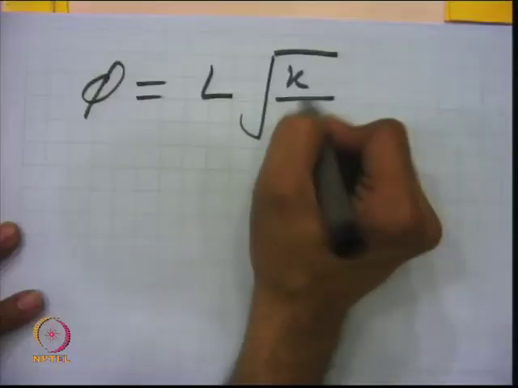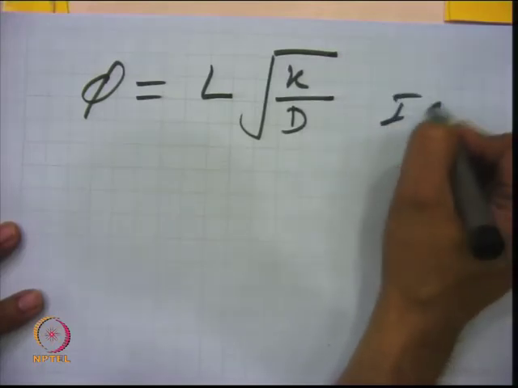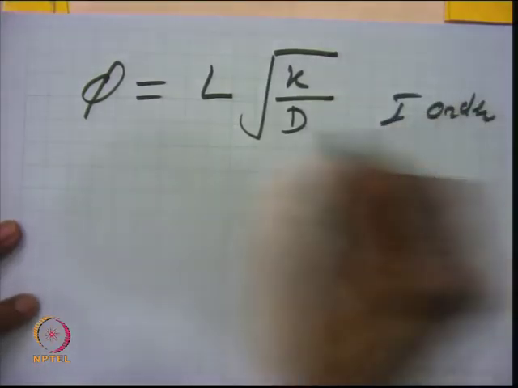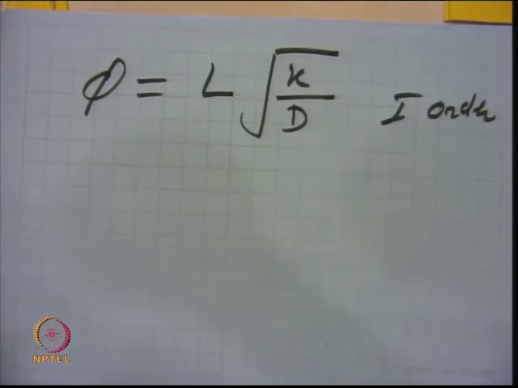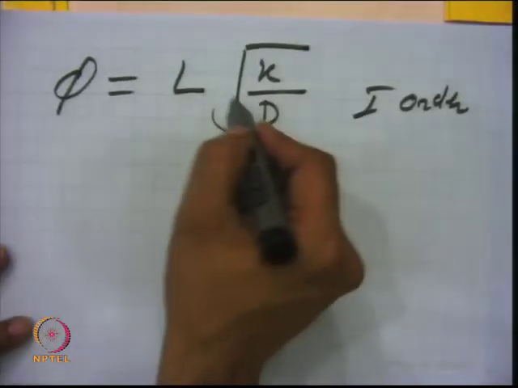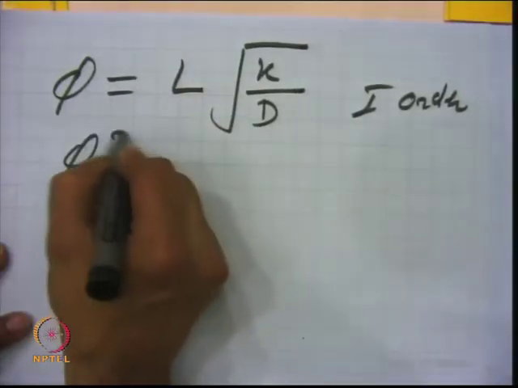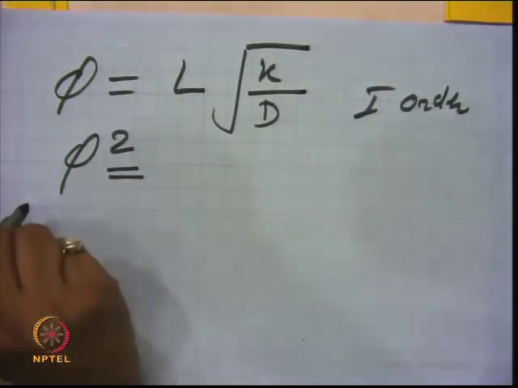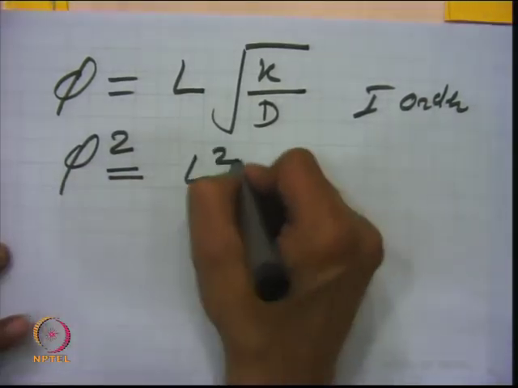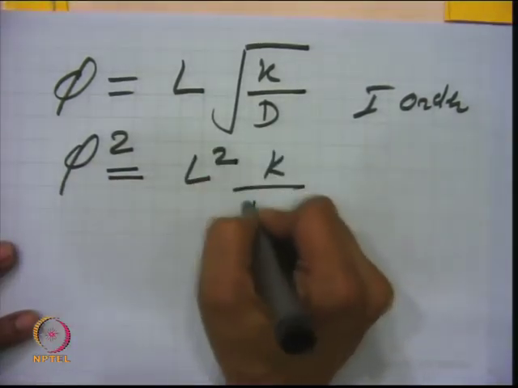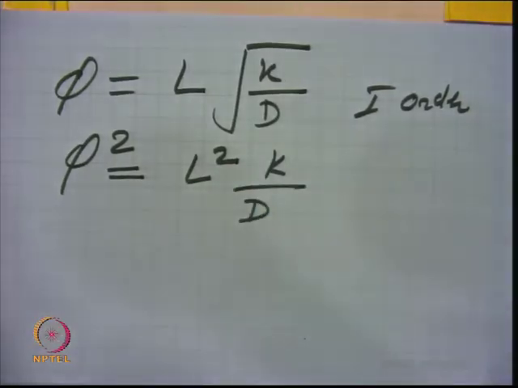So, phi is L under root of k by d, this is for first order, right, in a catalyst pore. Now, just try to understand these terms. If I write it in the form of phi square, which will be L square times k divided by d.